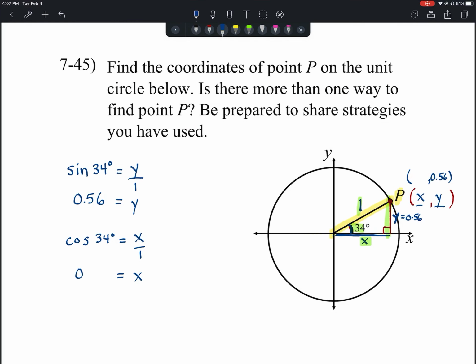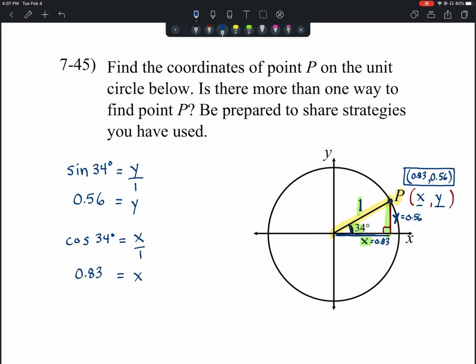So 0.83 would be our x value. That means that we're traveling to the right 0.83 from the origin. That means our x-coordinate is 0.83. So this should be the values of our coordinates of point P.